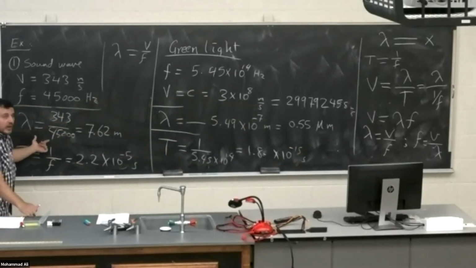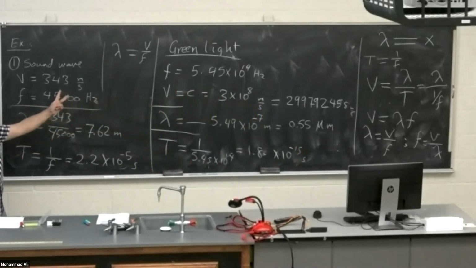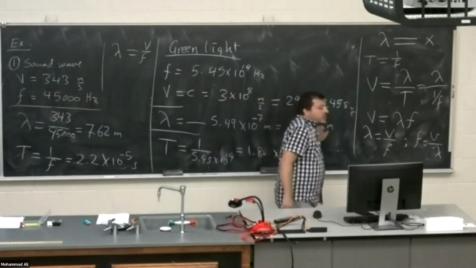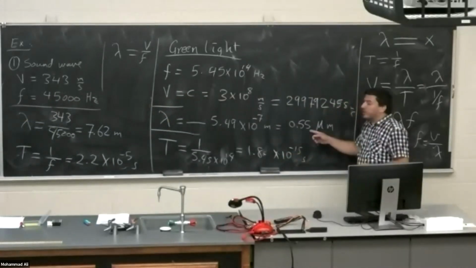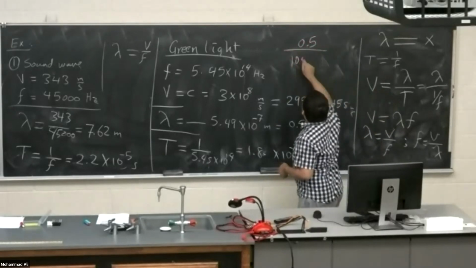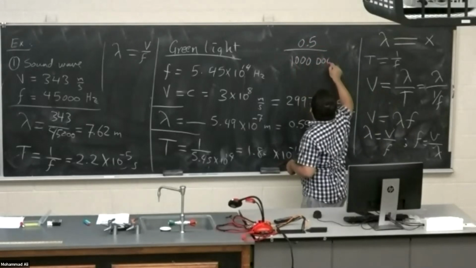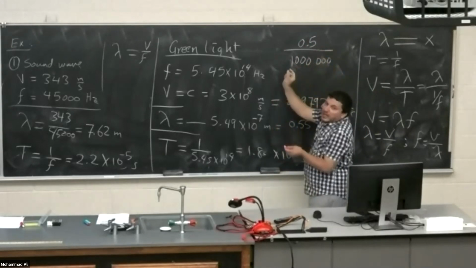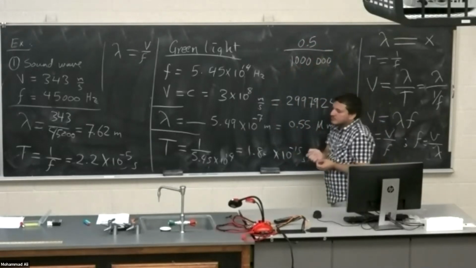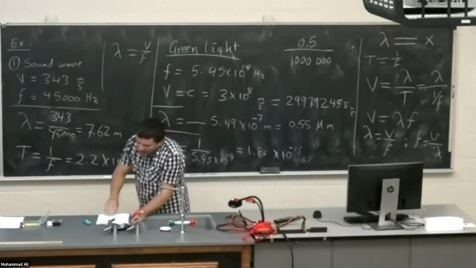The sound wavelength is 7 meters. It is just like this board twice. Okay? This is the sound. But the light signal is almost half a micrometer, which is half over a million. This is the wavelength for the light. It's very short. Okay, there is a difference between them. Any question about this?